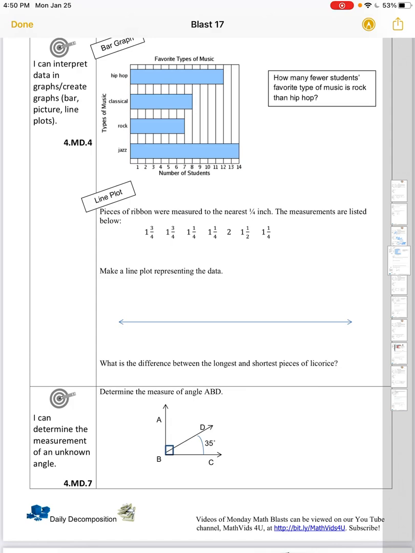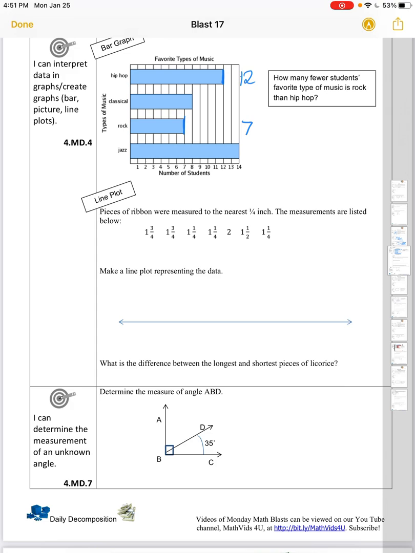On the horizontal axis, I have number of students, and it's listed all the way out to 14, so 1 to 14. And on the vertical axis, I have types of music, and we find jazz, rock, classical, and hip hop going up that vertical axis there. So I want to find the number of students who like rock music. So here I can see that rock ends here, meaning 7 students like rock music. And hip hop ends out here, and so I can see that 12 students like hip hop.